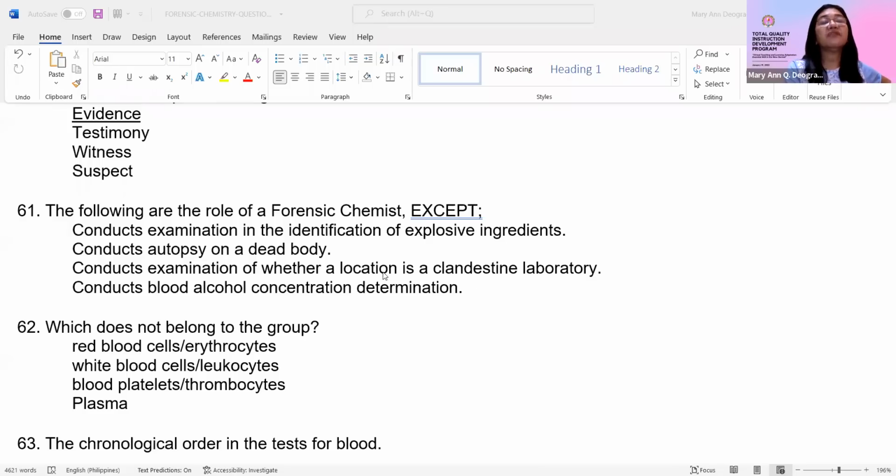Conducts examination of whether a location is a clandestine lab. So secret lab, example ng clandestine lab, mga paggawaan ng shabu, ganyan. Ginagawang storage para sa mga nakaw na mga sasakyan, ganyan. Okay, alcohol concentration. Okay, dead body. Sino may gawa nito? Kaninong role to? Medical legal officer. Sa exception to.